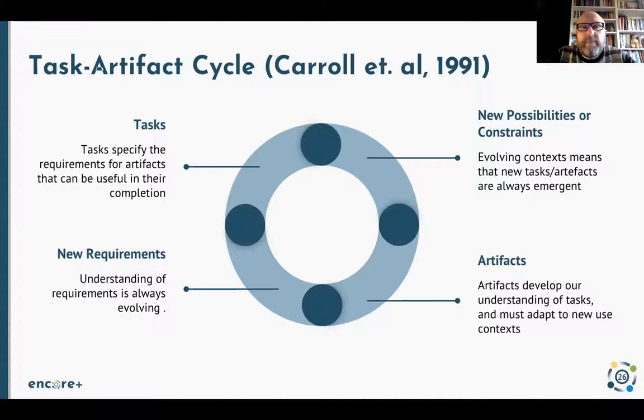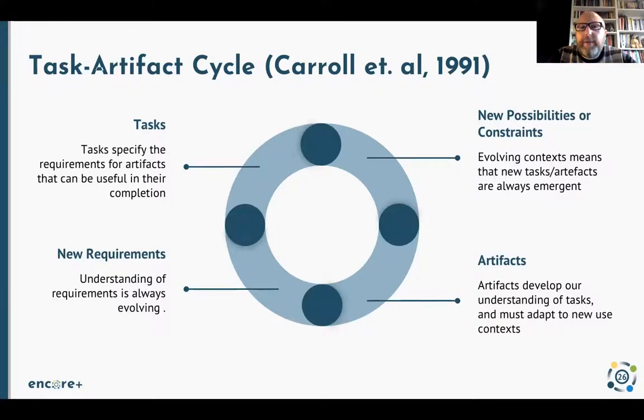It's 30 years old now. This is the idea that there's a cyclical element to innovation. So we're always coming up with new tasks. That means we need to develop new artifacts or tools or techniques to meet those tasks. And this is an ongoing sort of process. And it does capture something about the way that people develop new resources to meet a particular need.